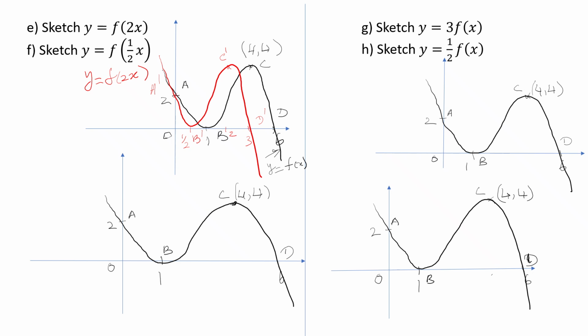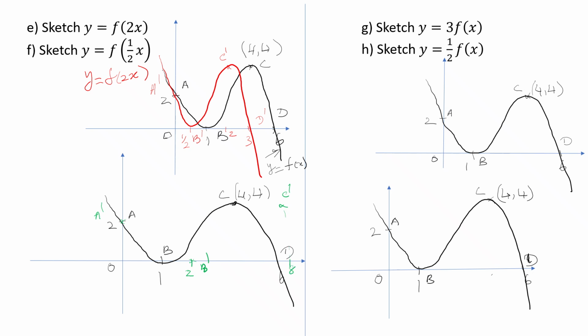So the point A still remains the same. x coordinate is 0, so it still remains the same. This is A dash. Point B, x coordinate is 1, so multiplied by 2, which is 2. So the new point is going to be here, B dash. The C point, x coordinate is 4, so it's multiplied by 2, is 8. It's going to be here, C dash.